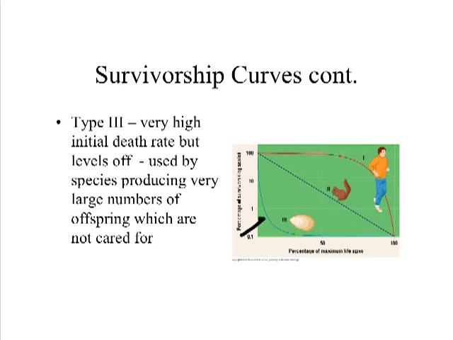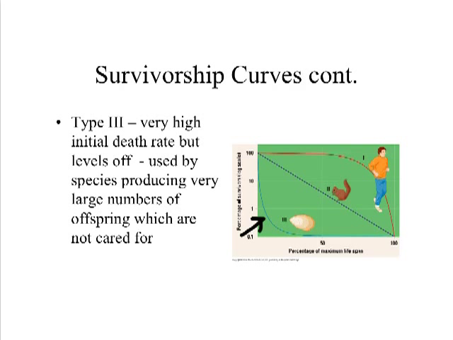Now type 3 is this one here, where we have a very high initial death rate, but then it starts to level off. So we see this type 3 survivorship curve in species that produce very large numbers of offspring, but they don't really care for them. If you think about the movie Finding Nemo, which I'm sure you've all seen, Nemo's mom and dad have thousands of eggs that they've laid, right? And there's no way that they're taking care of them all like we humans take care of our children. It's kind of like when they hatch, you're on your own.